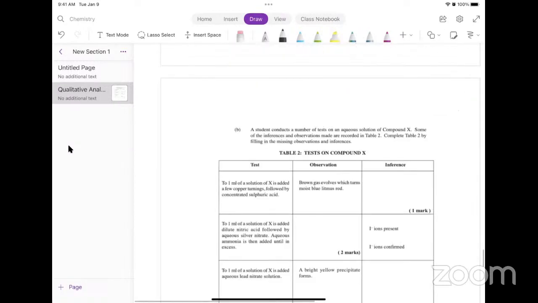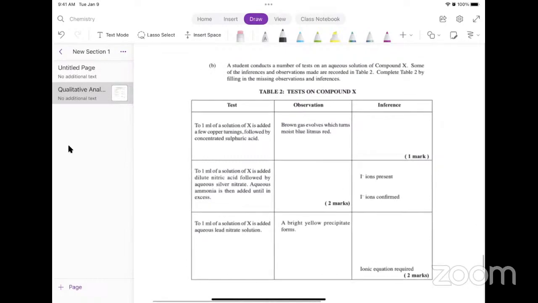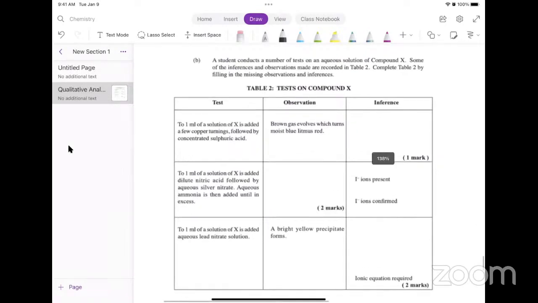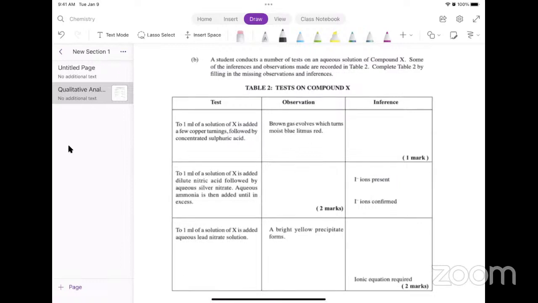All right. And the last one we have for this topic, a student conducts a number of tests on an aqueous solution of compound X. Some of the inferences and observations are recorded in table 2. Complete table 2 by filling in the missing observations and inferences. So to 1 milliliter of a solution X, a few copper turnings followed by concentrated sulfuric acid. So it gets us to start thinking copper turnings and sulfuric acid. Okay, fair enough, we are the acid.